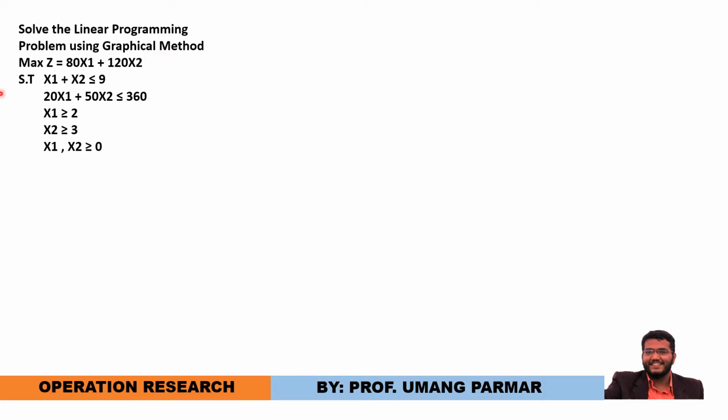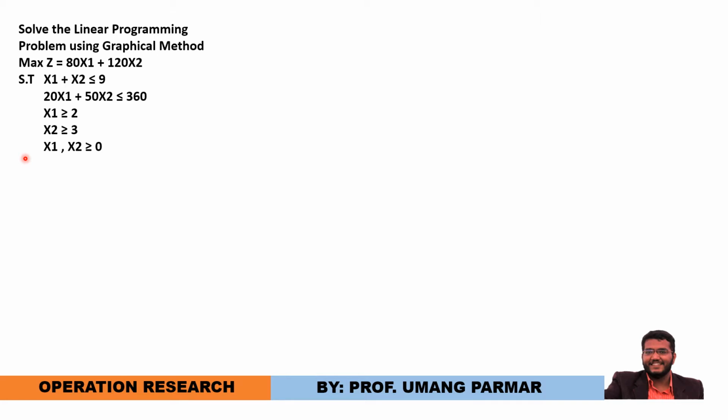graphical method. Our objective function is to maximize z, which is equal to 80x1 plus 120x2, and it is subjected to x1 plus x2 less than or equal to 9, 20x1 plus 50x2 less than or equal to 360, x1 is greater than or equal to 2 and x2 is greater than or equal to 3. Both the variables x1 and x2 are greater than or equal to 0.